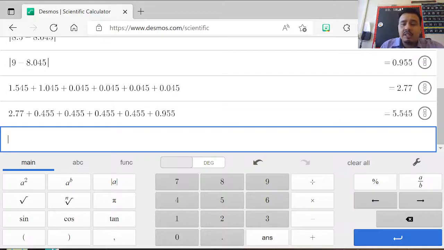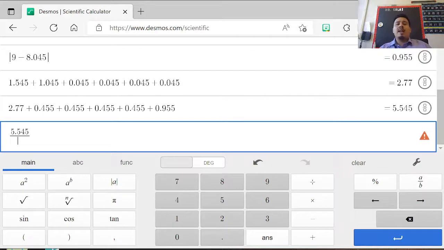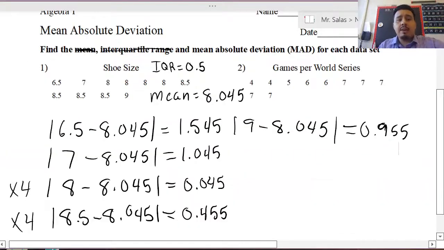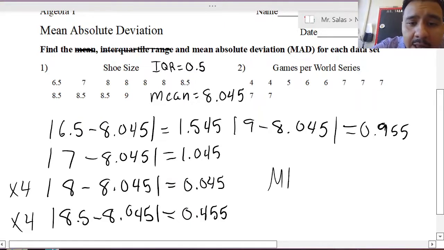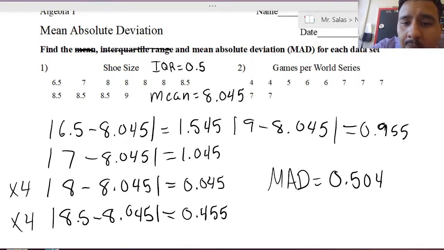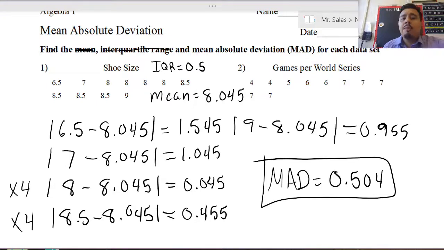This is our sum, the total of our answers. We took all the answers we found when we subtracted the mean from our list, and we got 5.545. Now we're going to divide that number by the count of numbers on our list. There are 11 numbers, so I divide by 11. This 0.504 is my mean absolute deviation. I'll write that down: my mean absolute deviation, or my MAD, is equal to 0.504. That is how we find the mean absolute deviation.